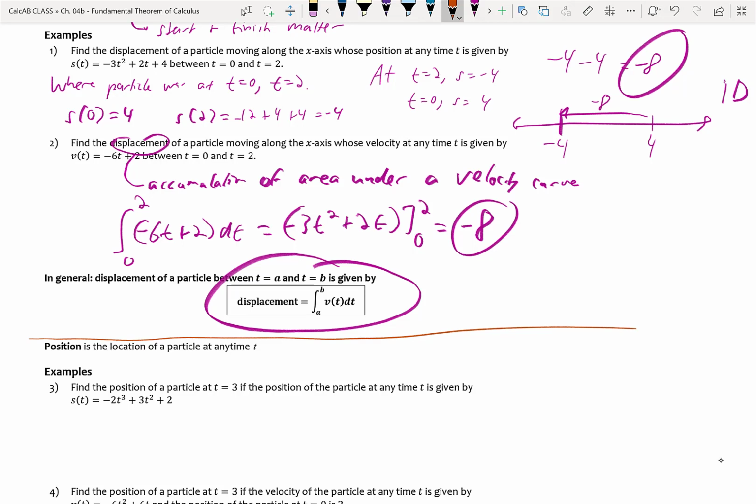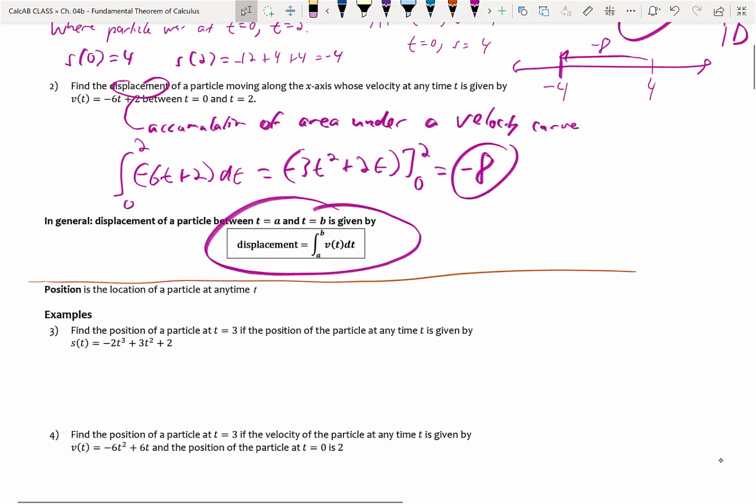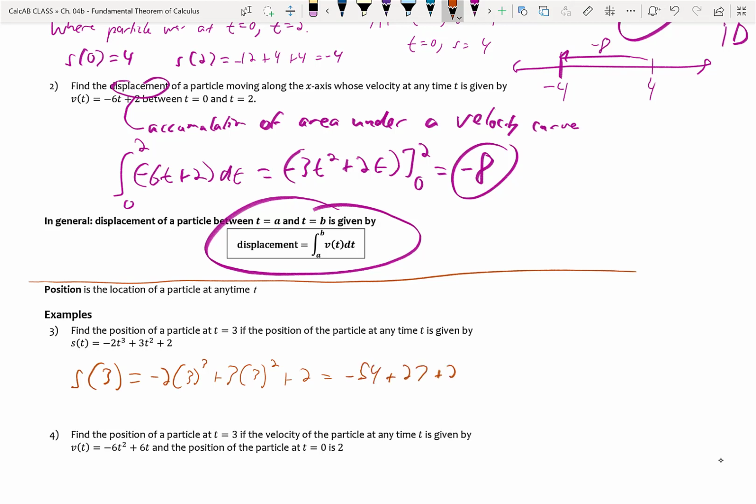So find the position of a particle at t equals 3 if the particle at any time t is given by this equation. So we can go s of 3 equals, probably easiest not to use synthetic division here, although I still love it. You get negative 2 times 3 cubed plus 3 times 3 squared plus 2, which is negative 54 plus 27 plus 2, or negative 27 plus 2, or negative 25. Check me on that one.